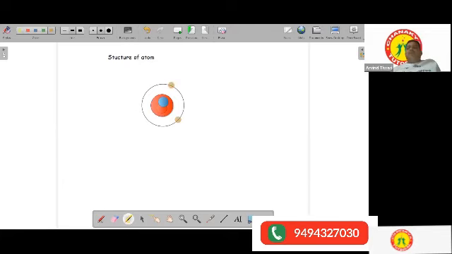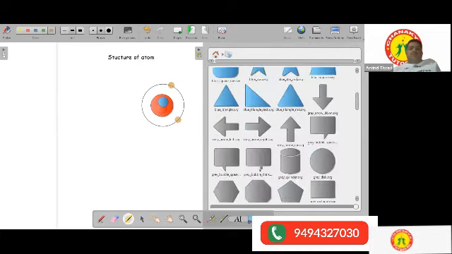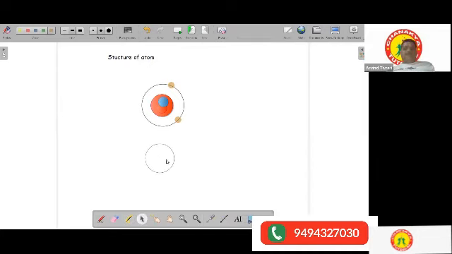So this is one orbit. You can have a number of orbits. A number of orbits are possible. So just like this, there will be another orbit in which electrons will be revolving.